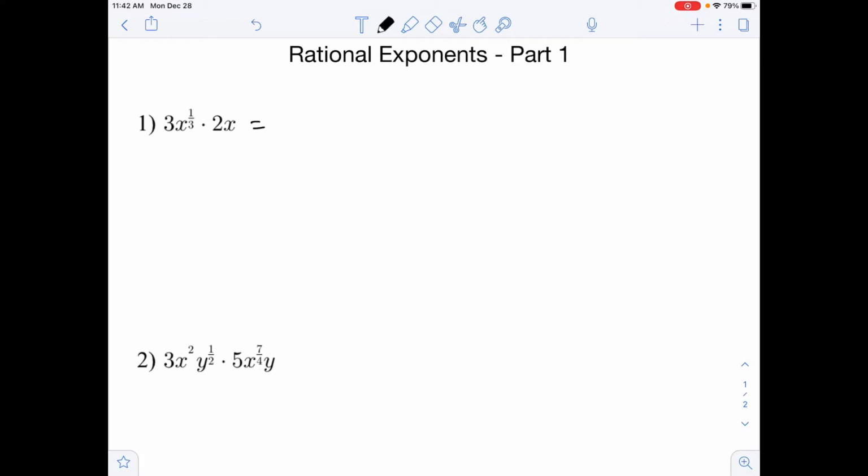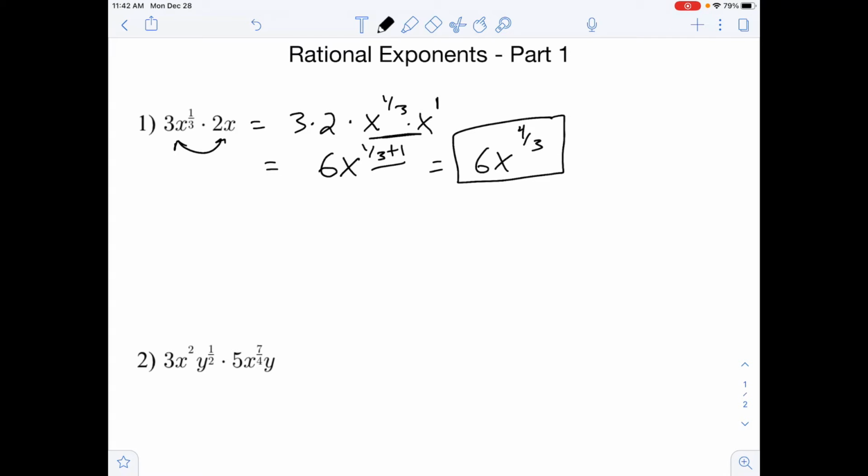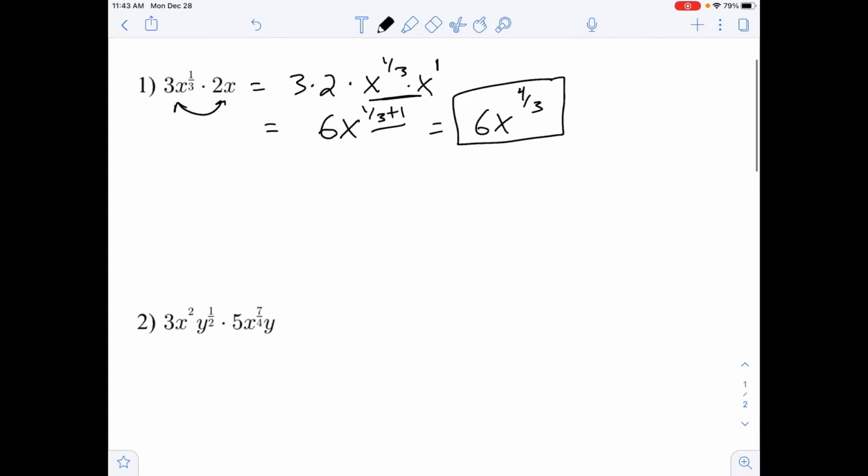All right, so let's go with number 1 here. We're multiplying these powers here. So going back to the properties of exponents, what we do is we add the exponents. So we can do the 3 times the 2, and then it's going to be x to the 1/3 times x. And of course, there's a 1 here because it's not written, but we know there's an exponent of 1. Well, we can easily multiply the 3 times 2 to get 6. And then, like we said, when you multiply powers, you add the exponents. So this is going to be x to the 1/3 plus 1 power. So then our final answer here is 6x to the 4/3, because 1/3 plus 1 is 4/3. And that is the answer for number 1.